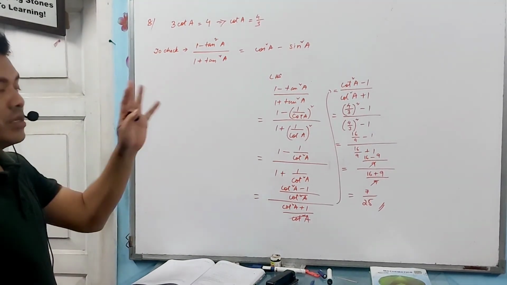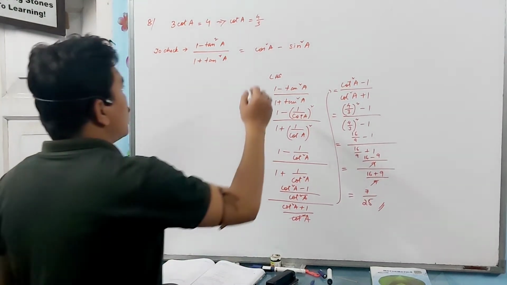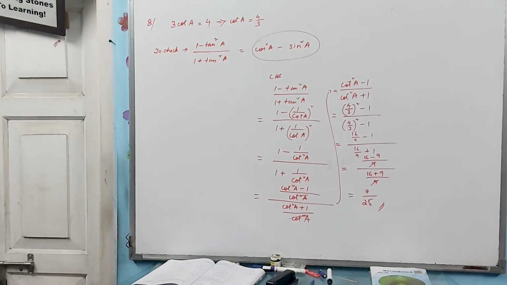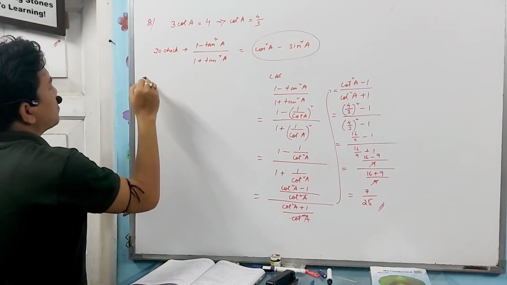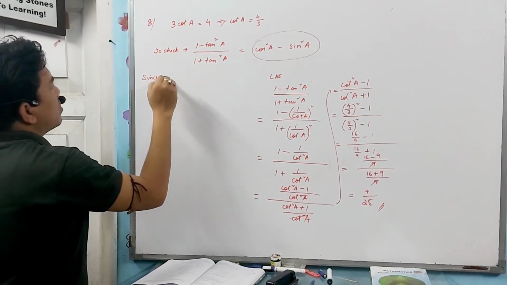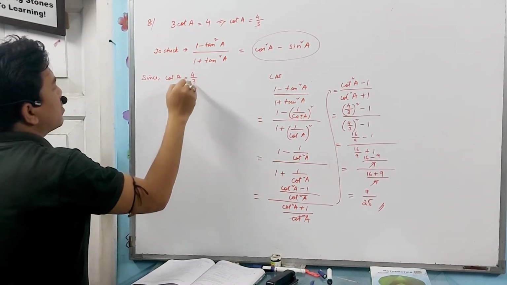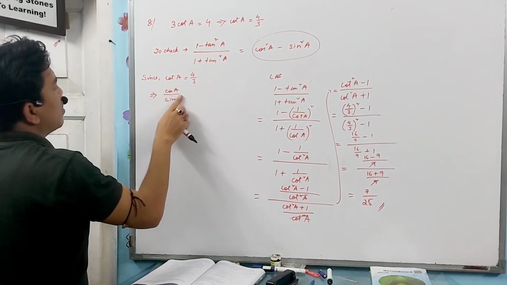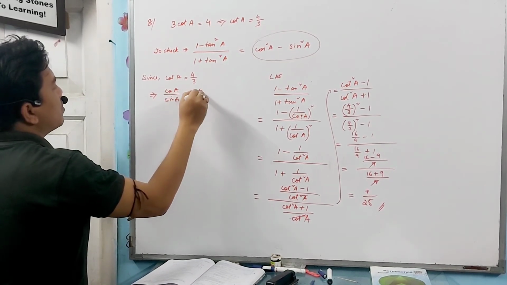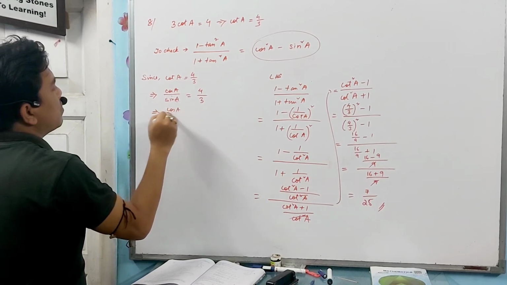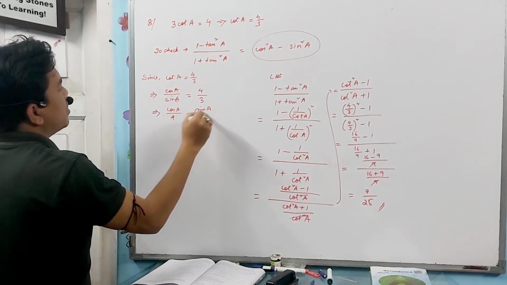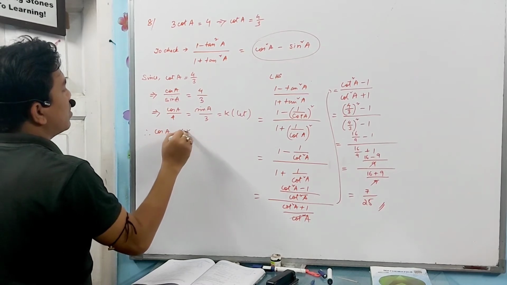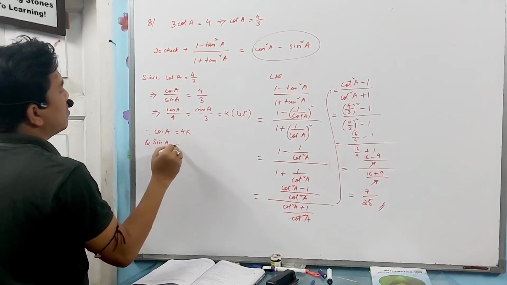We have to do the right hand side now. But in the right hand side we can see cos A and sin A is there. So what we have to do? We have to do it this way. Since cot A is equal to 4 by 3, we can say that cos A by sin A will be equal to 4 by 3. Cos A by 4 is equal to sin A by 3 equal to K. Therefore, cos A is equal to 4K, and sin A will be equal to 3K.